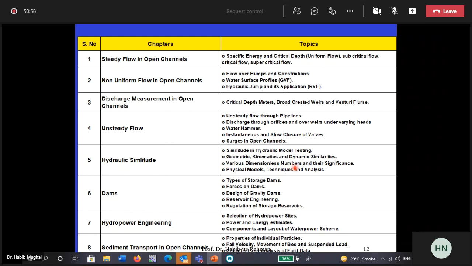Then we will discuss dams, what their types are, what forces act on dams, and how the design of a gravity dam is done. And about reservoirs, the basic terms of reservoir engineering, that we will discuss, and the regulation of storage reservoirs. Then we will discuss hydropower engineering, how site selection is done, how power is calculated, and what the main components of a hydropower scheme are. Then for sediment transport in open channels, we will discuss what the properties of individual sediments are, and the different bed forms, and then how we can compute what is bed load, what is suspended load, what is the total load, etc.